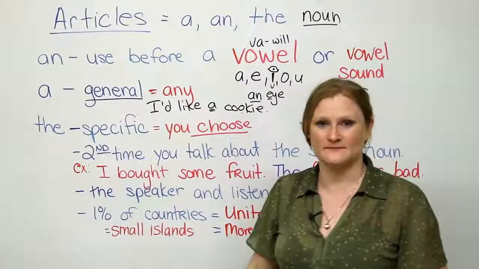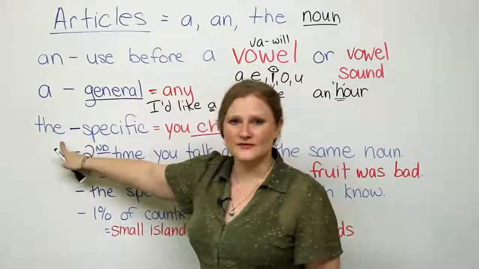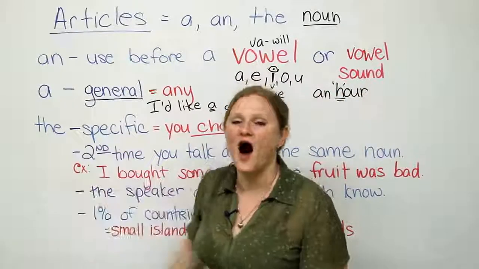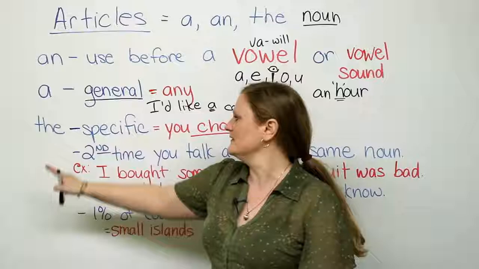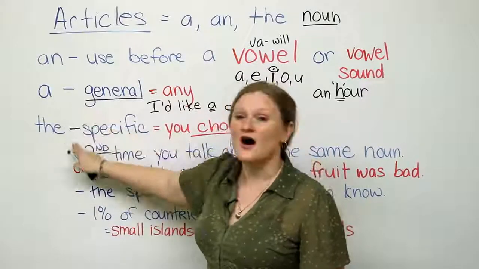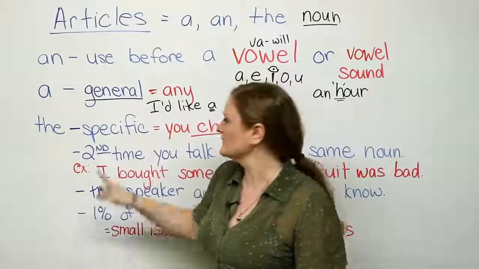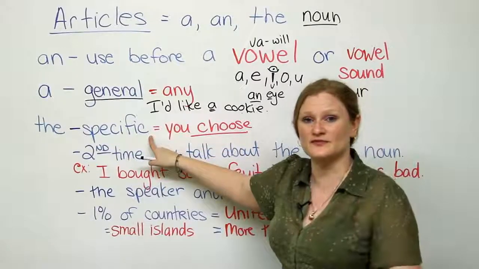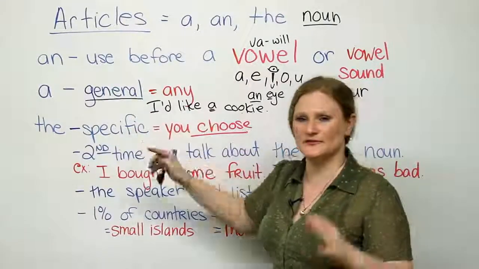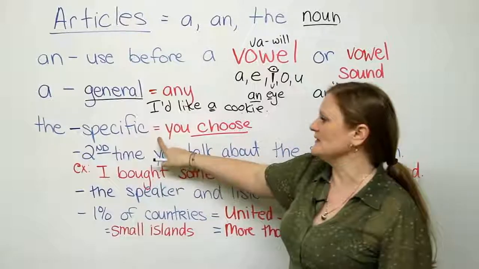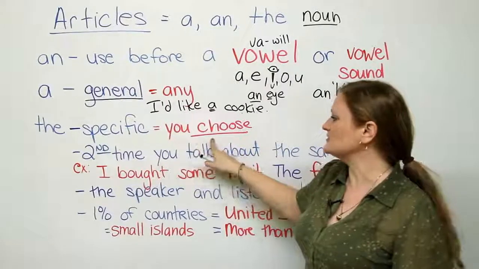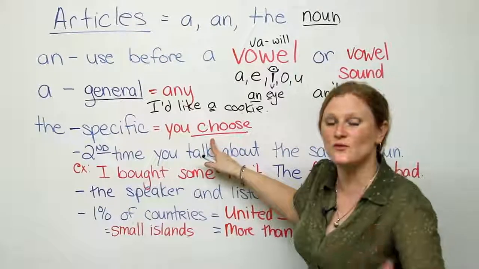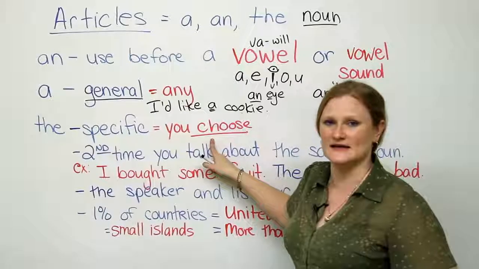I'd like any cookie. The next is the. The is opposite to a. The means something very, very, very specific. General and specific are opposites. This means you actually choose which one you are going to get.